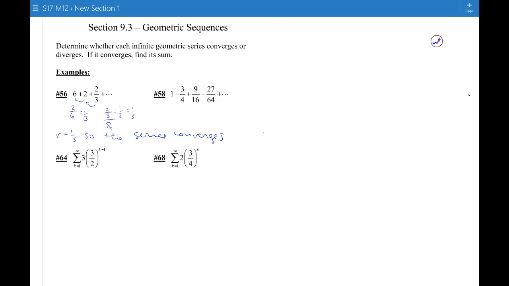And it says if it converges, find its sum. So the sum from 1 to infinity of 6 times (1/3)^(k-1) adds up to 6 over 1 minus 1/3. So that's 6 over 2/3, or 9. It adds up to 9.